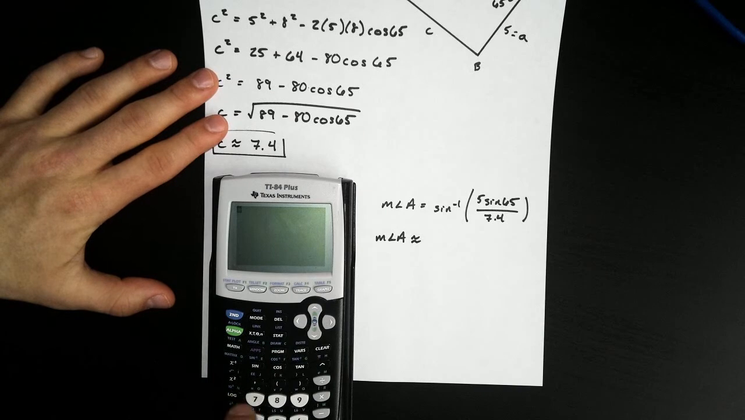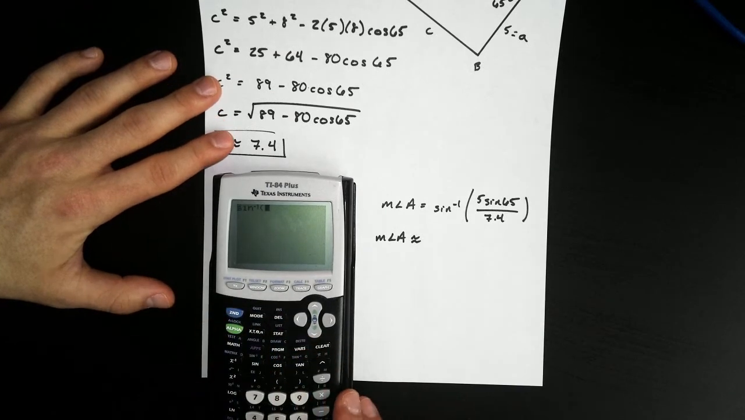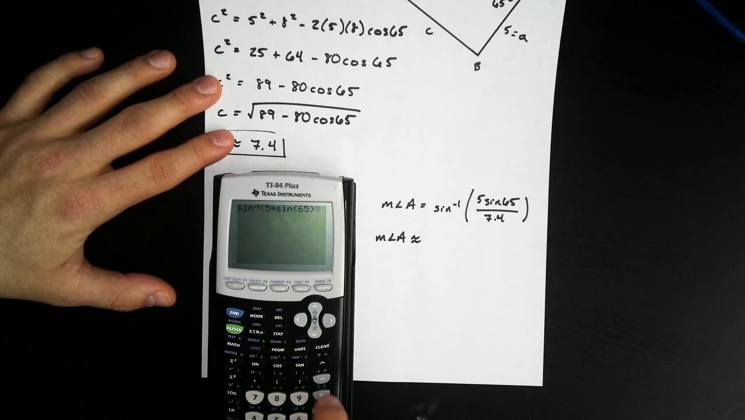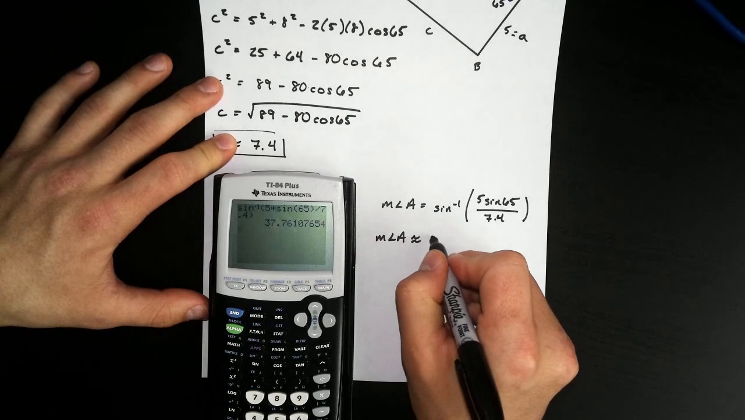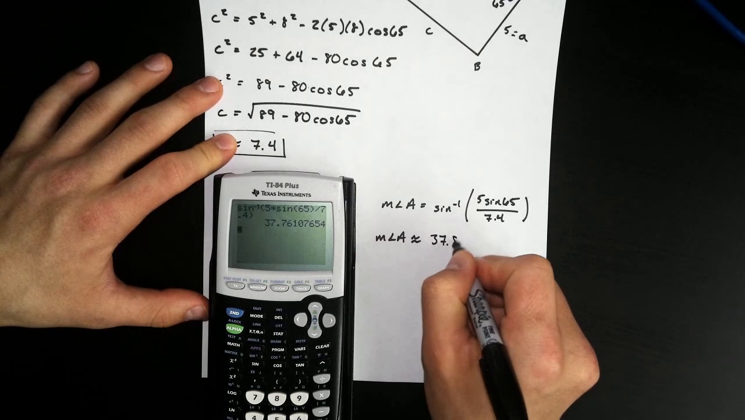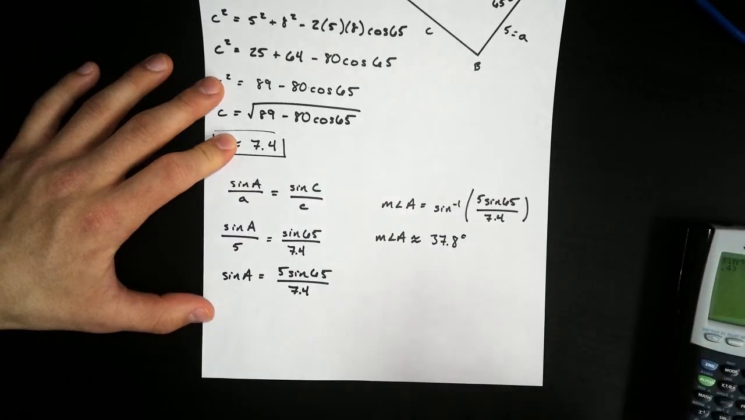So the inverse sine, I just need to be careful on how I type this in. 5 times the sine of 65, I'm going to close my parentheses there. Divided by 7.4, I'll close my parentheses again. And we end up with about 37.8 degrees. Okay.